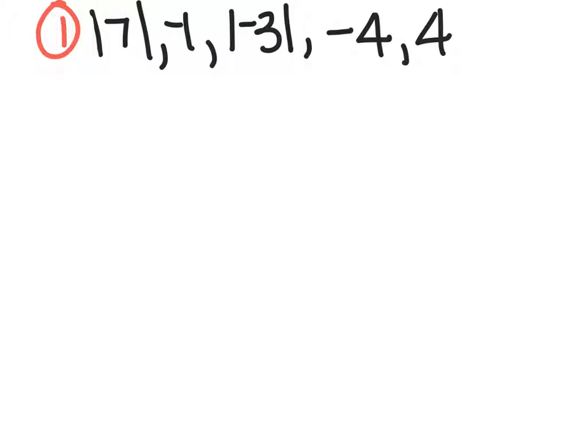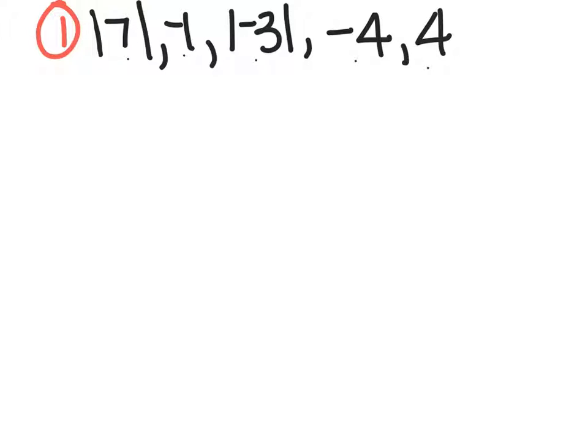This is problem number 1 on ordering integers. So our first number is absolute value of 7, negative 1. So absolute value of 7, negative 1. Absolute value of negative 3, negative 4, and 4.